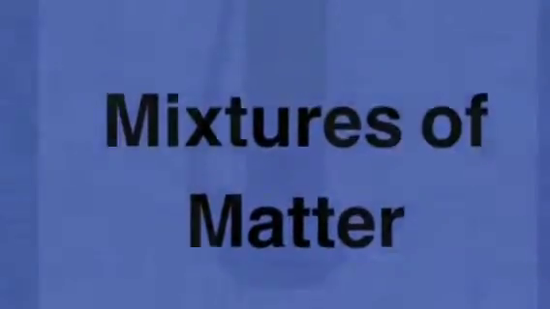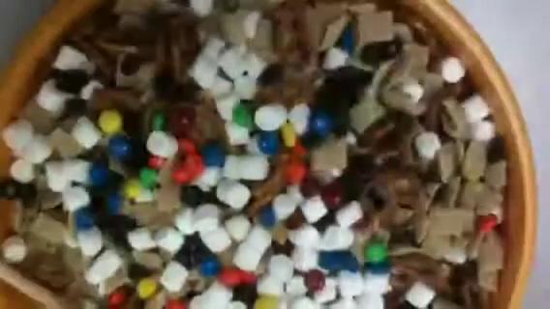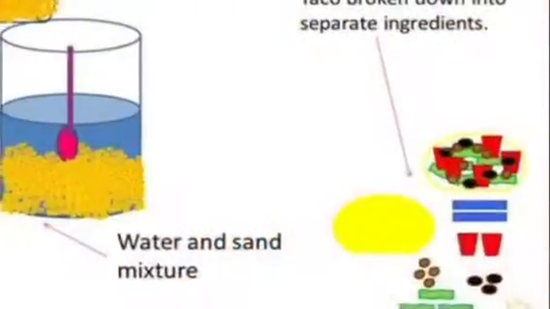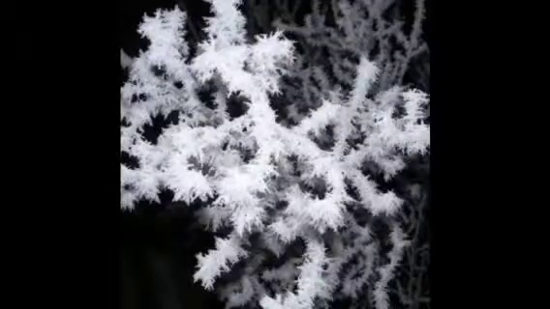Mixtures of matter. Mixtures are combinations of two or more pure substances in which each pure substance retains its individual chemical properties. Heterogeneous mixtures are mixtures that do not blend smoothly; individual substances remain distinct. Homogeneous mixtures are mixtures that have constant composition throughout, often referred to as solutions. There are also ways to separate mixtures through filtration, distillation, crystallization, sublimation, and chromatography.